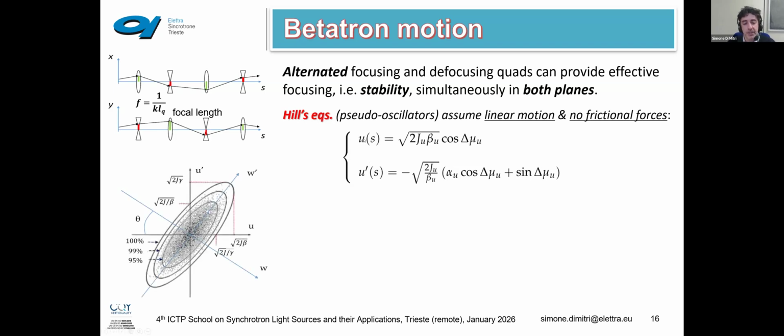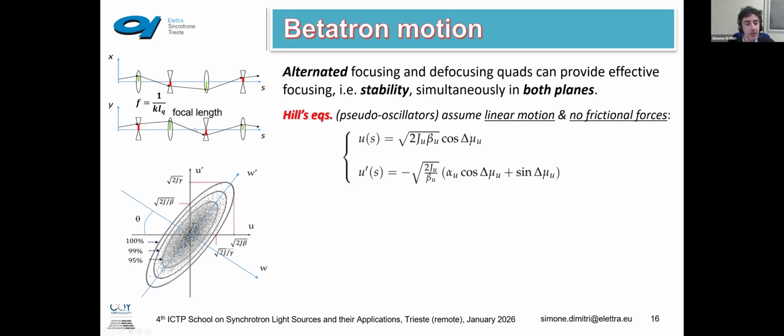Now, if we represent in the phase space U and U prime such harmonic oscillation, we get an ellipse. It's relatively easy to demonstrate that by combining these two equations, you can get the equation of an ellipse in the phase space UU prime. Now, each particle is basically oscillating according to this simplification of the motion, is moving along one orbit, so along one ellipse.